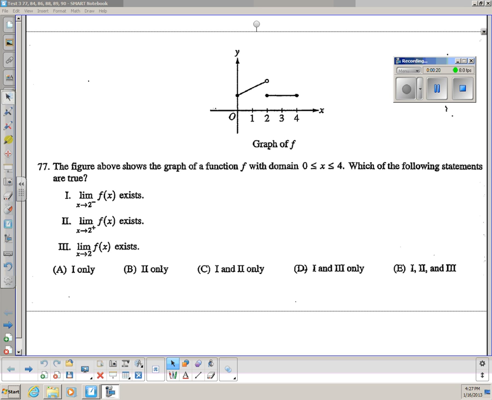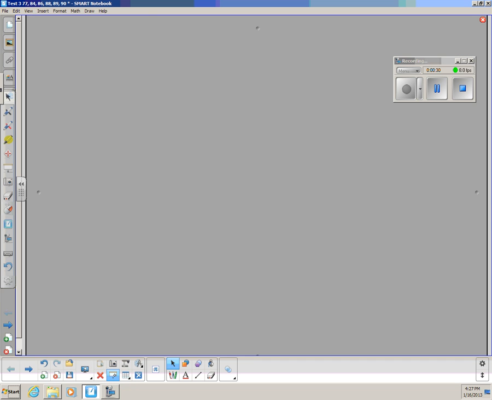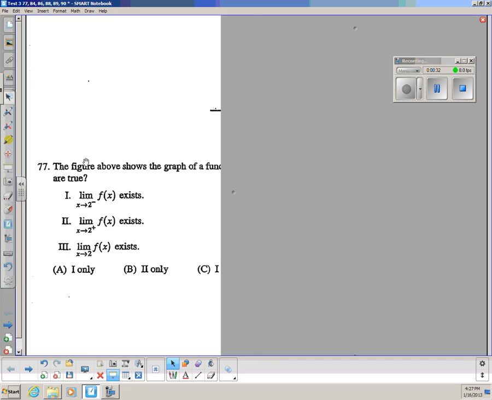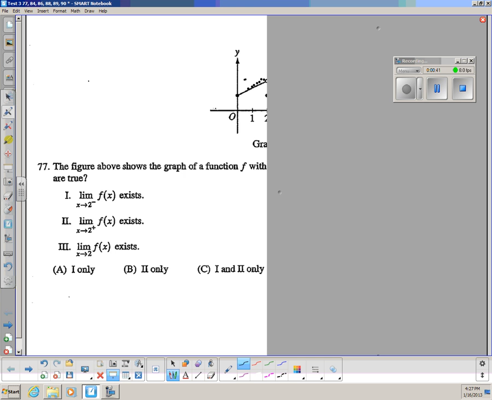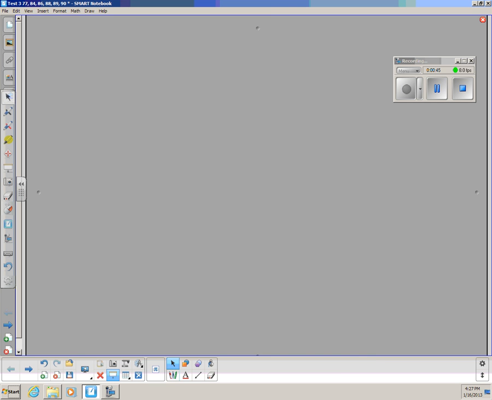So the limit as x approaches 2 from the left exists. Does the limit from the right exist? And does the limit overall exist? So from the left, what I'm going to do here is cover up the shades. Okay, I'm only going to look at the left part of the function. So I'm going to start here and go to positive 2. And it looks like from the left, I'm getting closer to a single y value. So this limit exists.